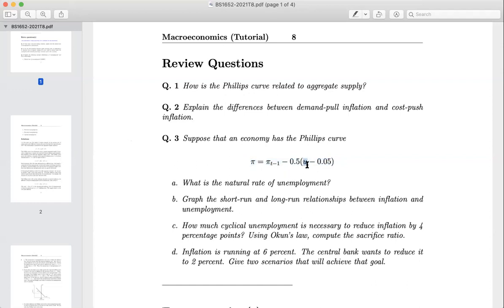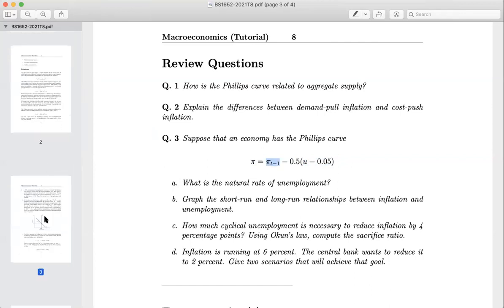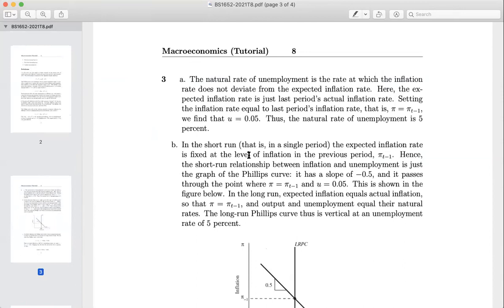So if we solve for this unemployment rate, this will give us the unemployment rate at the level when these two are the same, when pi is exactly pi t minus 1, the expectation about inflation. That will give us the natural rate of unemployment, which, if you solve for u, will be 5%. So that's why I said it sounds like you're going to calculate something, but it's actually a very straightforward calculation. It's all based on our understanding of what the natural rate of unemployment is.